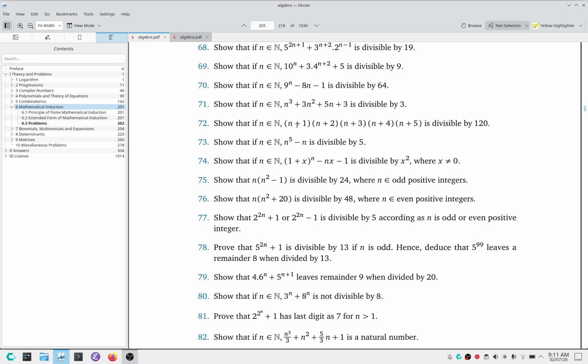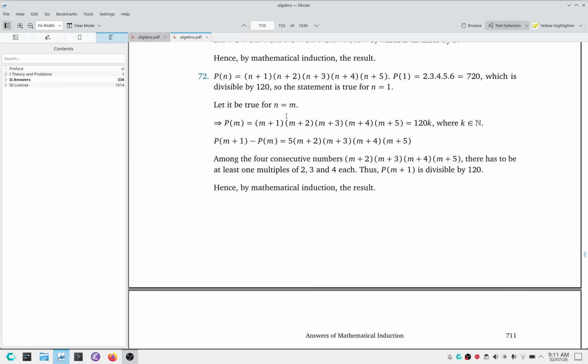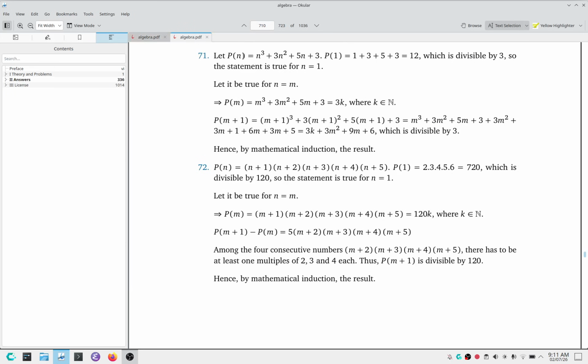There are some more divisibility questions, so we go through them fast. Question 71: our expression is n cube plus 3n square plus 5n plus 3, and the condition is divisibility by 3. We let P(n) be the given expression. Substituting n equal to 1, we get 12, which is divisible by 3.